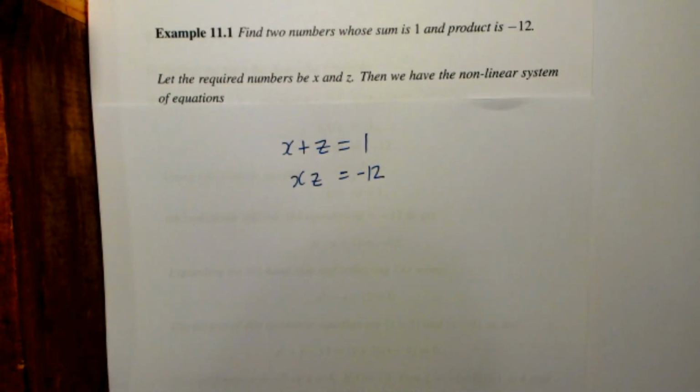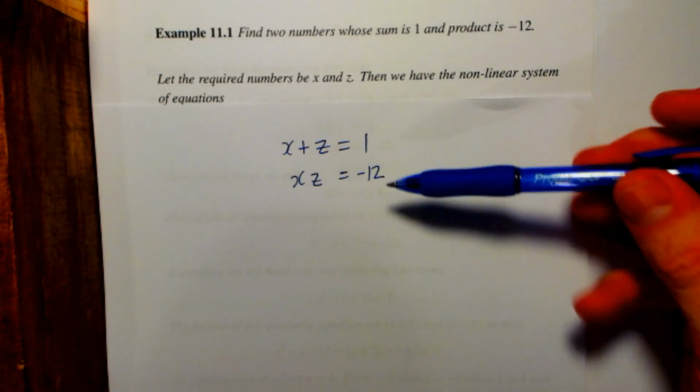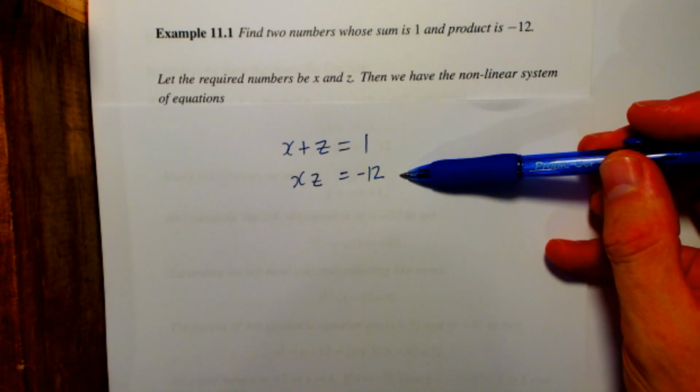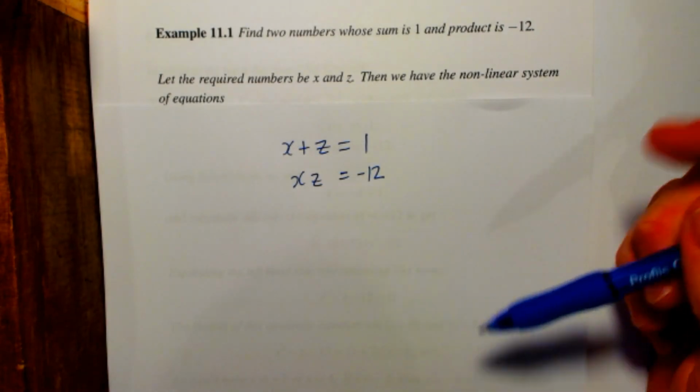Okay, now we can treat this as a simultaneous system of equations, but notice the first equation is linear, the second equation is nonlinear because I'm multiplying 2 of the letters.